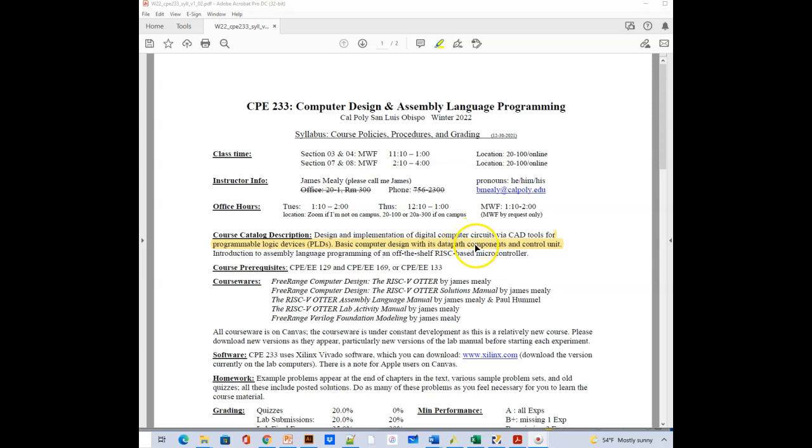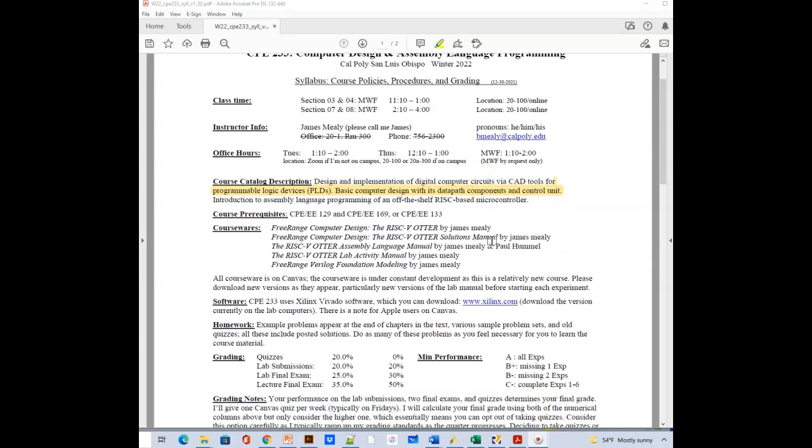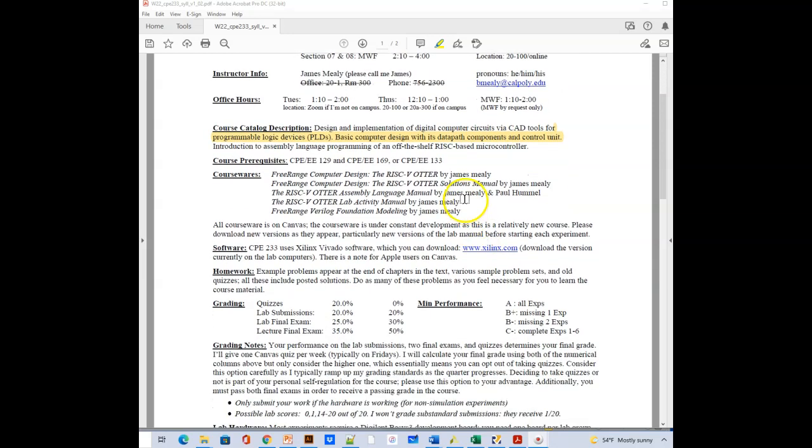So there's the course catalog description. It's actually quite old and doesn't make any sense anymore. I'm not sure why no one changes it. Prerequisites for the course are CPE 133.